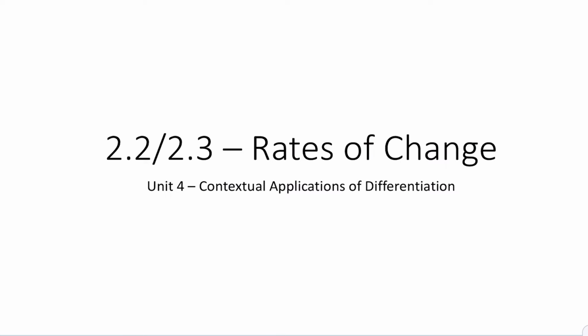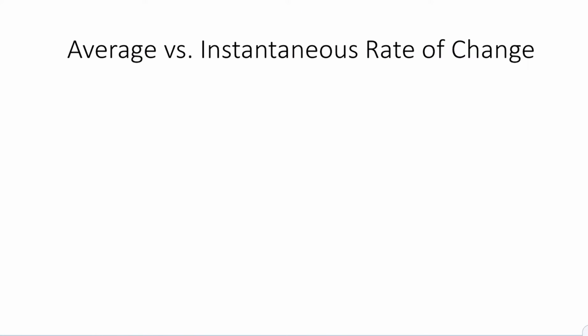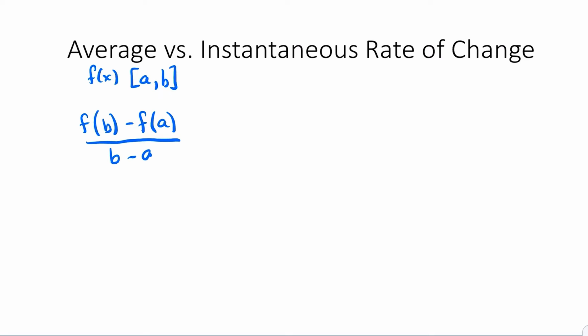Today we're going to be talking about rates of change. Basically, all this is some applications of all that derivative work that we've been working on. So, average rate of change. Remember, average rate of change of a function over an interval is the slope of the line through those 2 points. So f of b minus f of a all over b minus a. So this is our average rate.